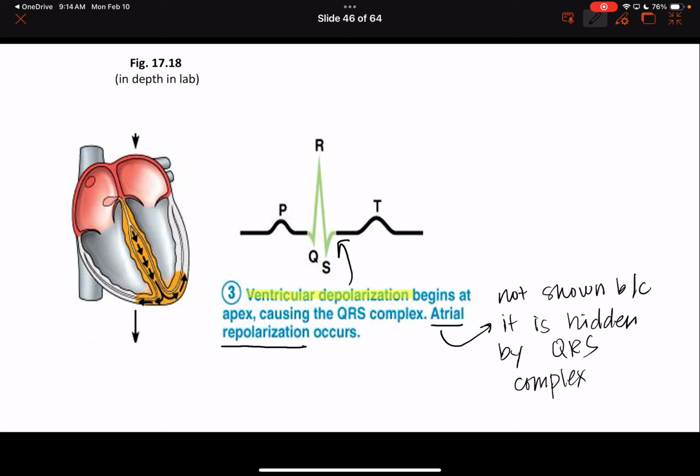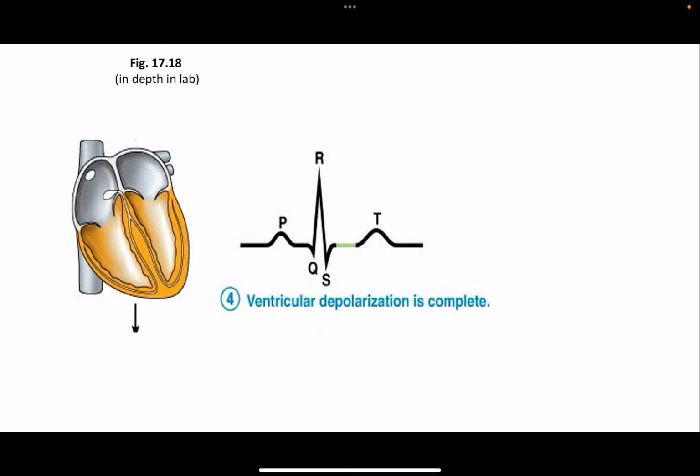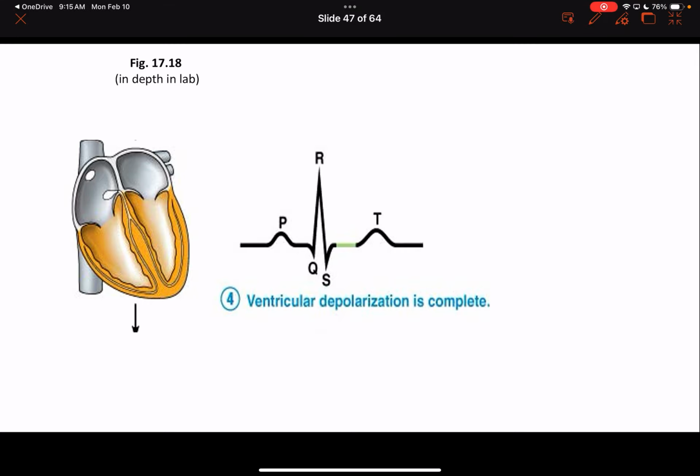So for the QRS complex, it's showing ventricular depolarization, but atrial repolarization is also happening during that time. So is everybody okay with that? Okay. The next flat line between the QRS and the next wave, depolarization is now done. And during this flat line, ventricular contraction happens. And again, that is mechanical activity, so that's not what we're seeing, but I'm just telling you that that's what's happening during that time.